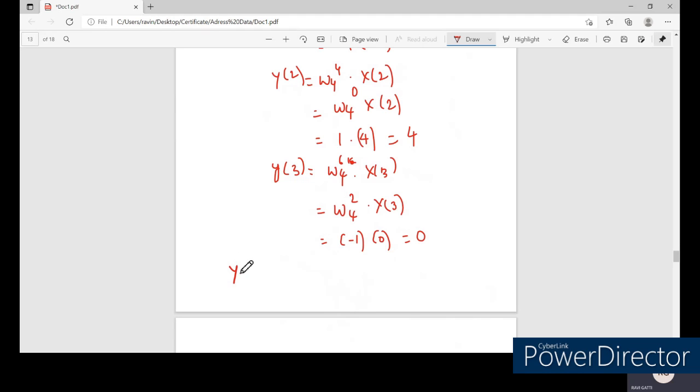Therefore Y of k is 0, 0, 4 and 0, where the starting index value is 0. So this is the answer for the given problem. Thank you.